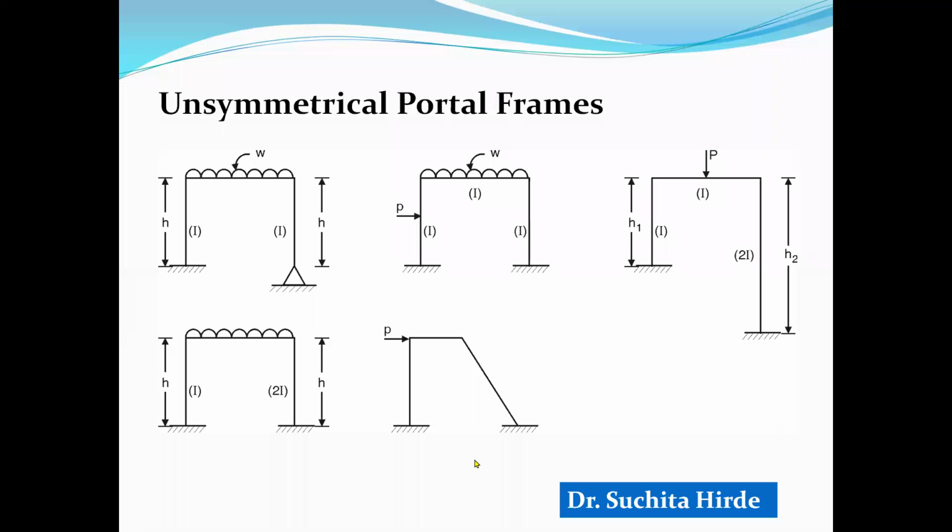If the frame is unsymmetrical, then if it is loaded, then in addition to rotation of joints, there is translation of joint also. Translation of joint means there is horizontal movement at the top of the column, which is called sway. So sway is one of the unknown quantity in case of unsymmetrical portal frame. So first step is always to identify whether the given frame is symmetrical or unsymmetrical. That means whether the frame is sway frame or non-sway frame.